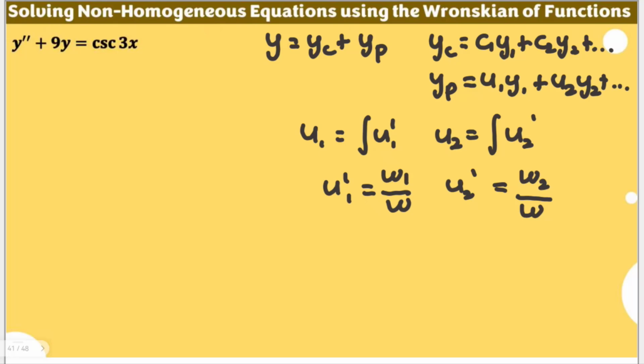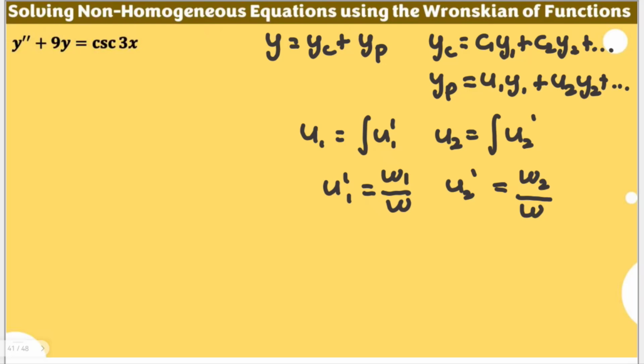Let's try to solve this non-homogeneous higher order equation using the variation of parameters method, specifically the Wronskian of functions. So we need the previously prepared video for the Wronskian of equivalent functions that is related to this item.